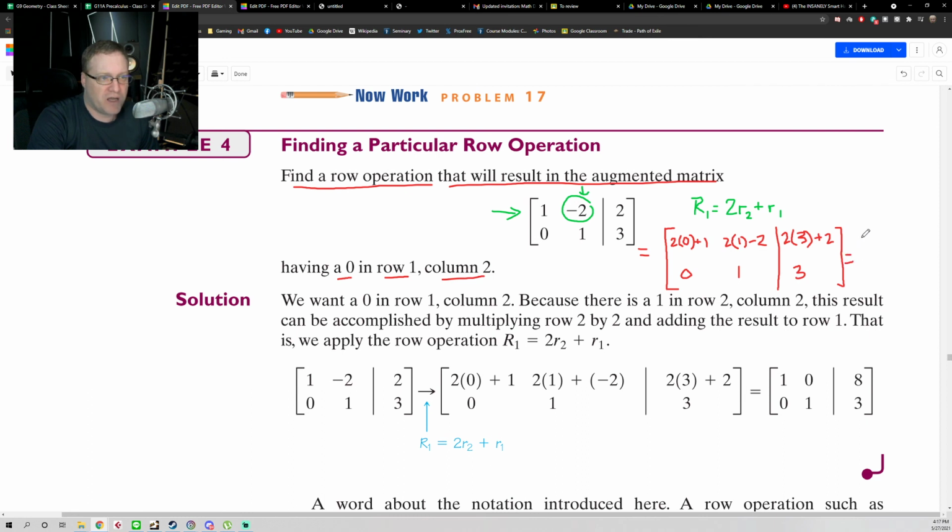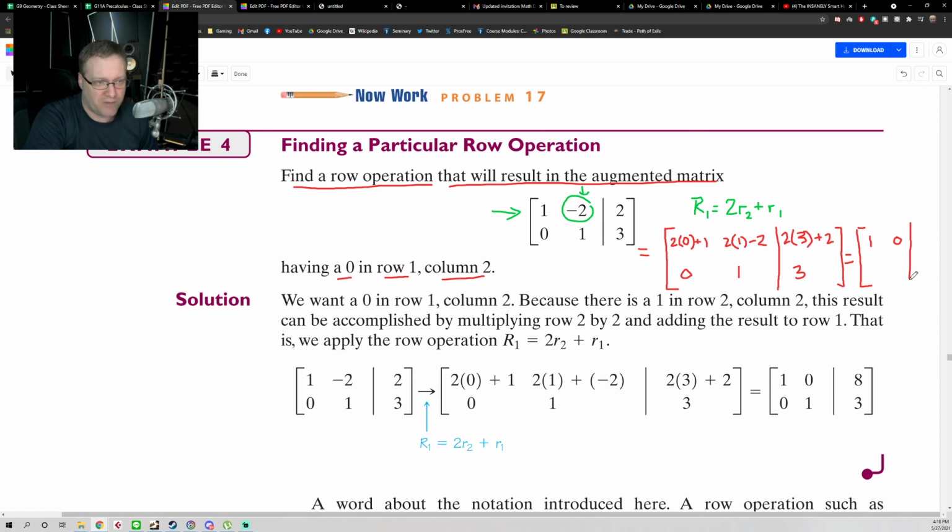All right, so now we can go ahead and write our final matrix here. Well, 2 times 0 plus 1 is just 1. 2 times 1 minus 2 is 2 minus 2, which is 0, which is what we wanted. We wanted to have a 0 in the second column, first row. Row 1, column 2, we got a 0. That's what we wanted. We did it.